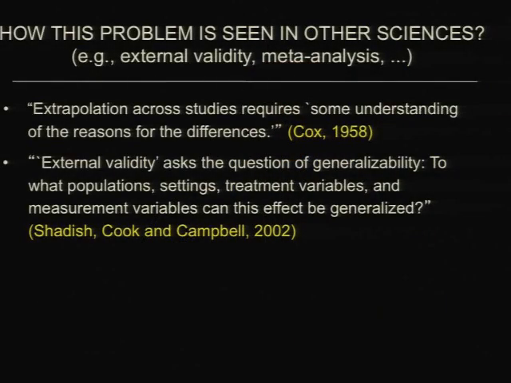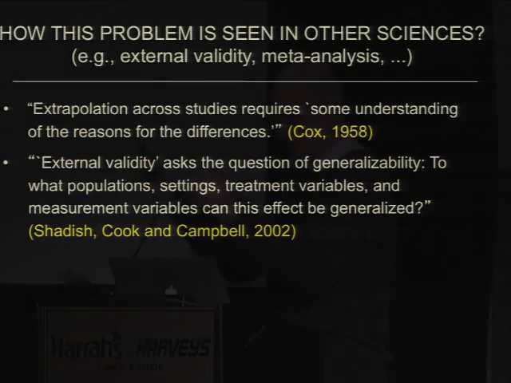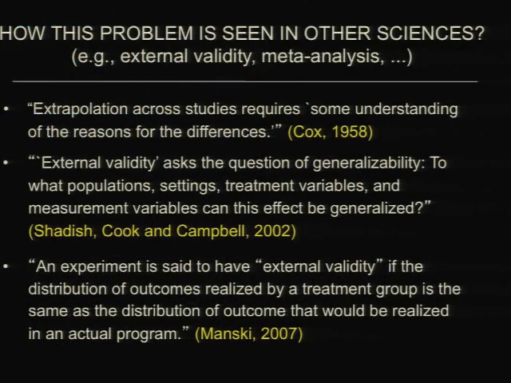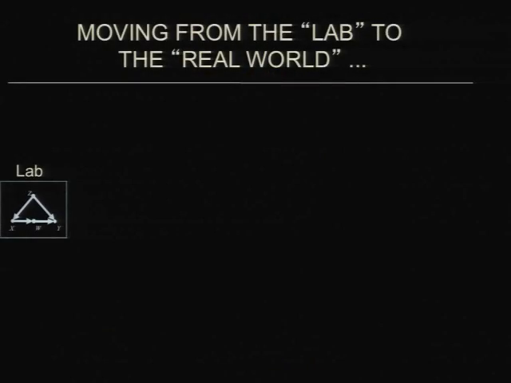Let me just read another one, my last quote. On external validity, this is by Cook and Campbell, the fathers of quasi-experimental design, the Black Book, and also with Shadish, saying external validity asks the question of generalizability: to what populations, settings, treatment variables, and measurement variables can this effect be generalized? This is the question. There's another by Manski that I will skip because I don't have much time. He's from social science, an important person there who is concerned about this problem.